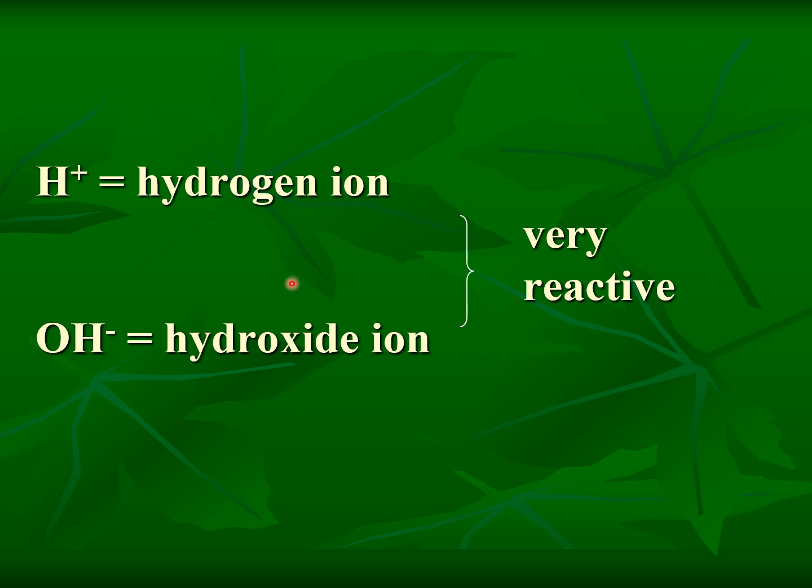Now the hydrogen ions. Hydroxide is OH and it has a negative charge to it. This is the hydroxide ion, and this is the hydrogen ion.